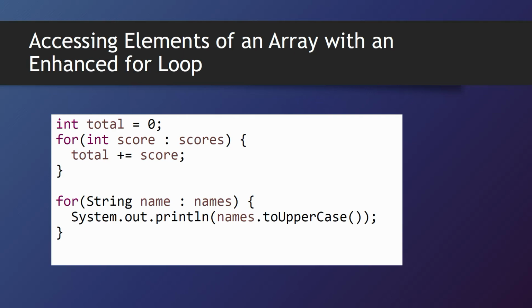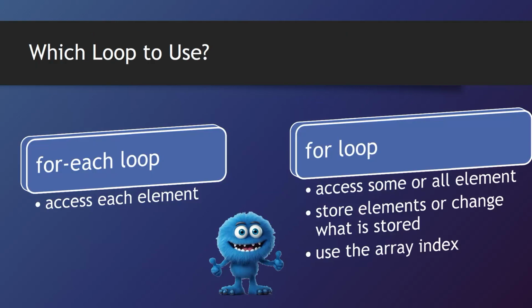If you only need to access the elements in your array and you don't need to store things or change what is stored, it's best practice to use a for each loop. Note that you cannot use a for each loop to change what's stored in the array, only to access what's already there. So if you need to store elements in your array, change what's stored in your array, access only some but not all of your elements, or use the actual array index, it's best to use a traditional for loop. But if you're only iterating over your whole array to access the elements, the for each is the best choice.